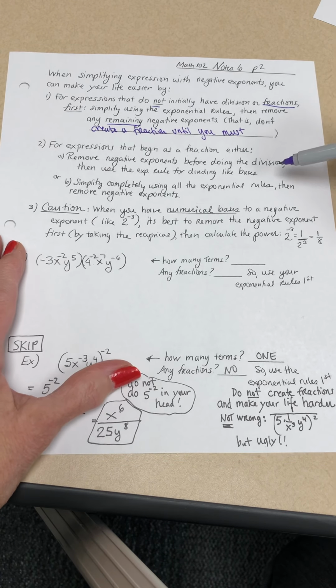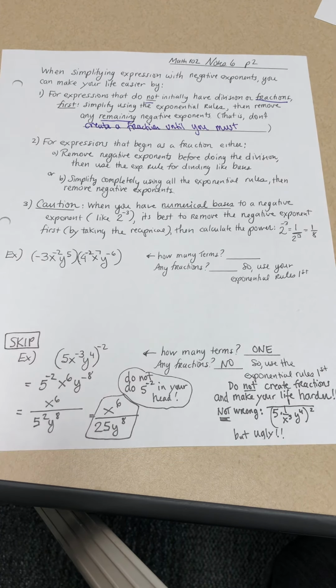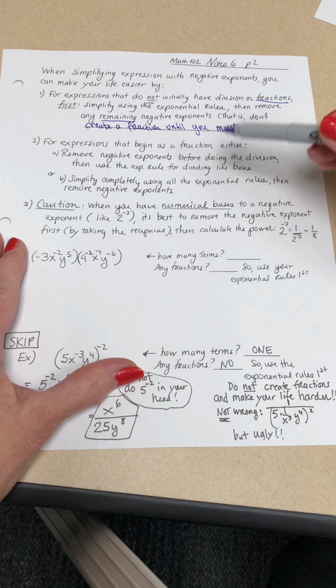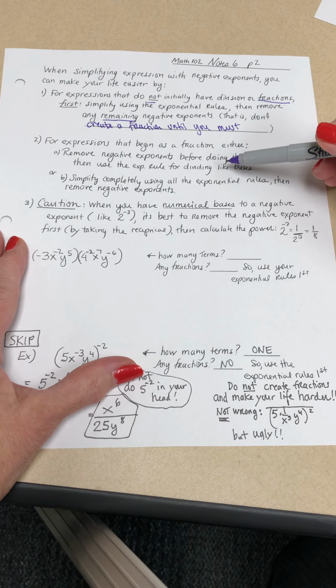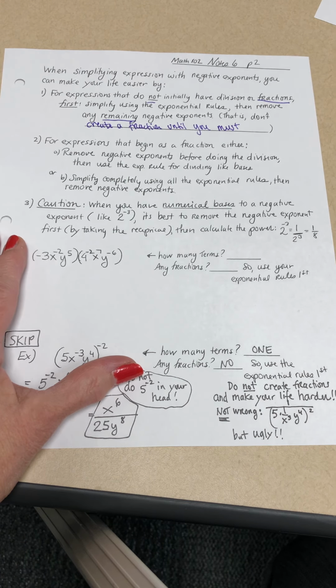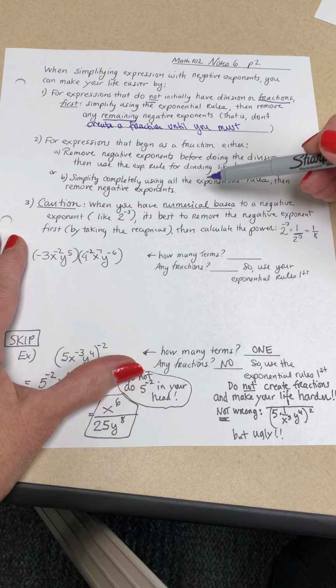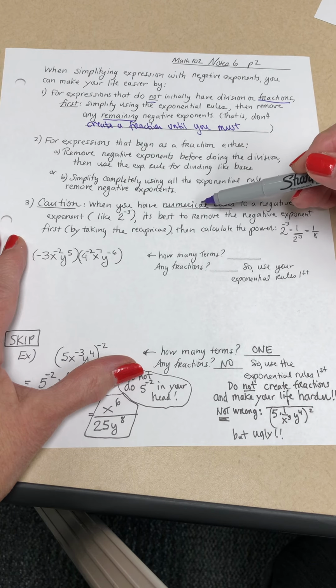Now, for expressions that start with a fraction, well, you can't avoid creating a fraction. You already got one. It can be easier to remove the negative exponents first, because then your fractions all have positive exponents. They're just easier to deal with. You could simplify by using the exponential rules, keeping the negative exponents and then removing the negative exponents.